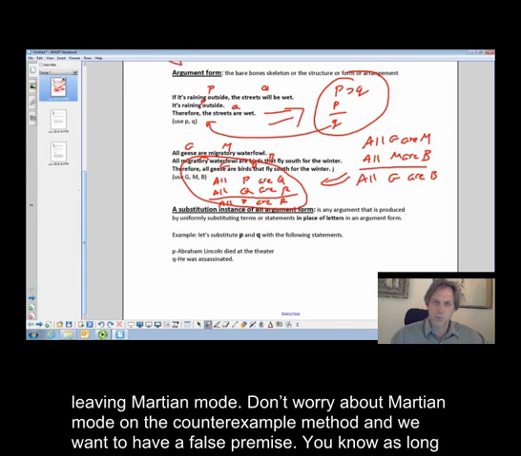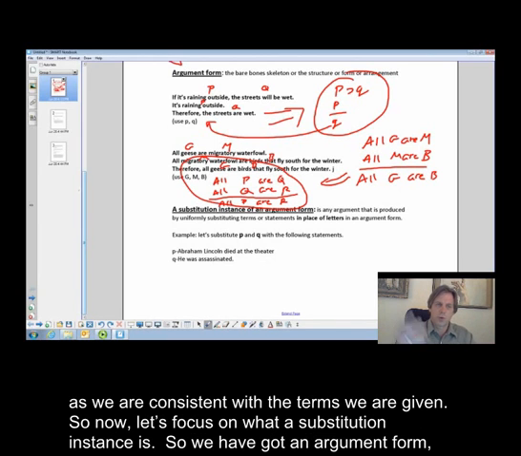Remember, leaving Martian mode. Don't worry about Martian mode on the counterexample method. And we want to have a false premise, as long as we're consistent with the terms that we're given. So now, let's focus on what a substitution instance is.